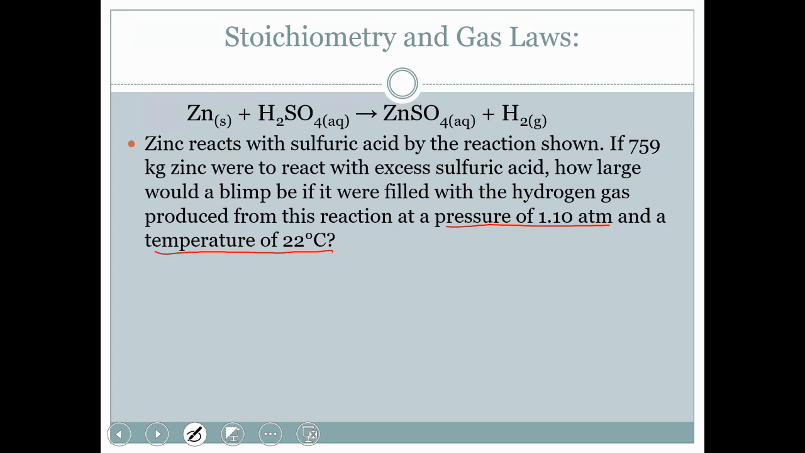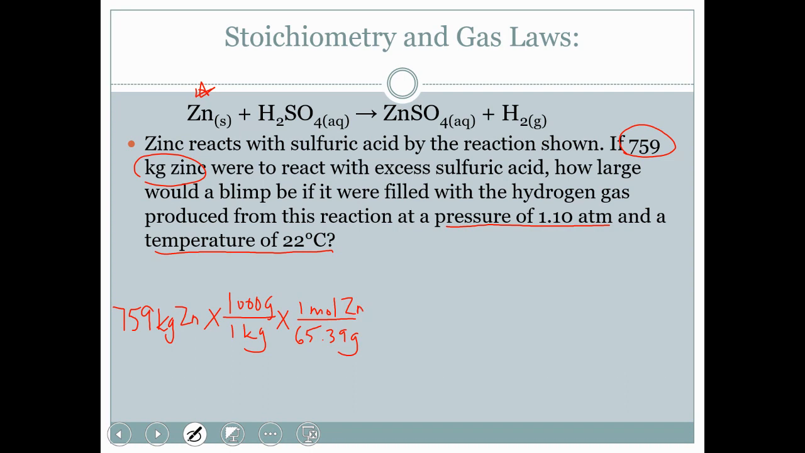You just start it like a typical stoichiometry problem. You have 759 kilograms of zinc. That's your reactant right there. So you'd start with your 759 kilograms of zinc and set up your factors. We know that a kilogram is 1,000 grams, or 10 to the third grams. And zinc is 65.39 grams per mole. So your first job is always take your starting reactant and get it into moles.